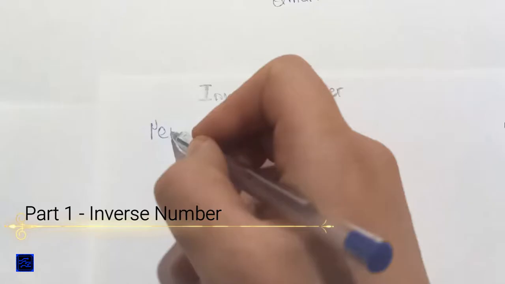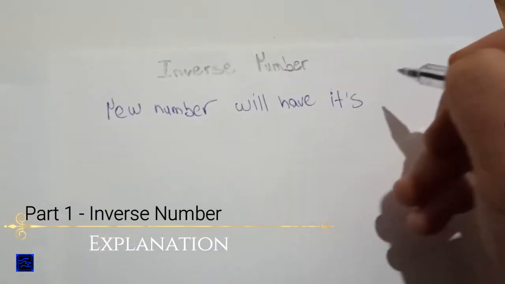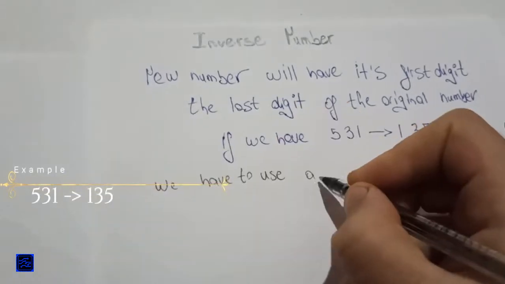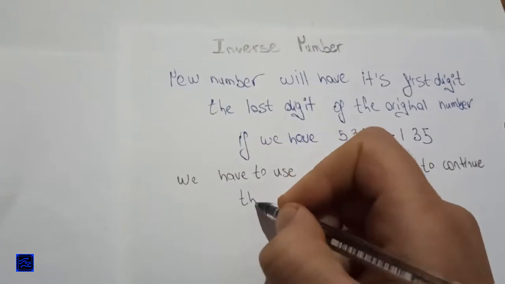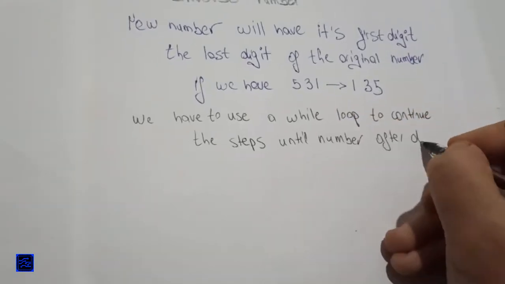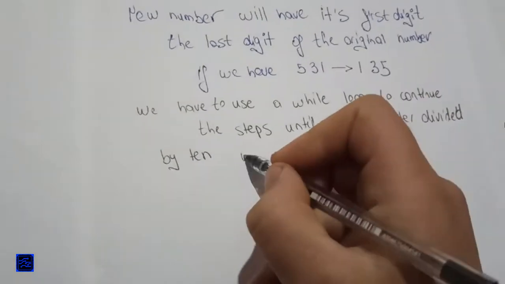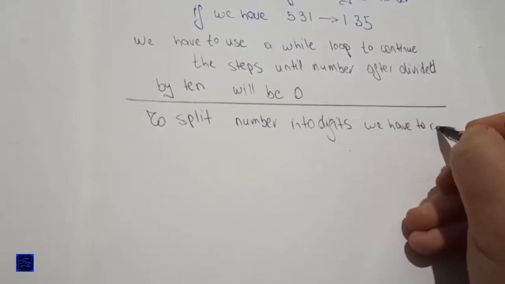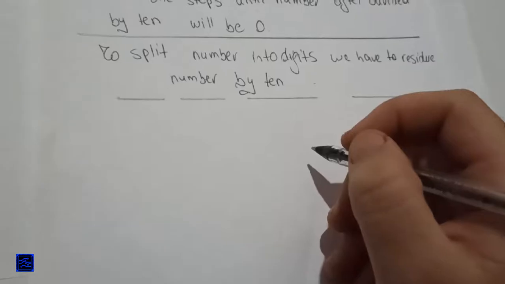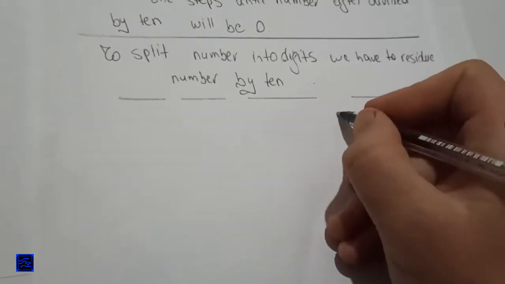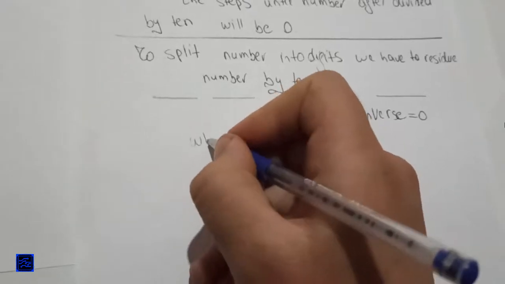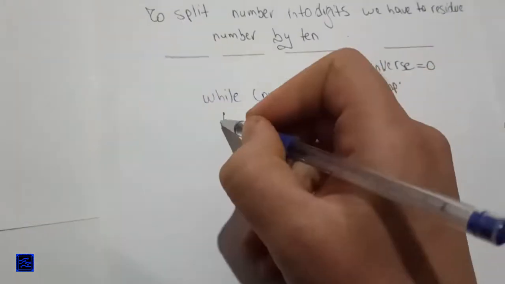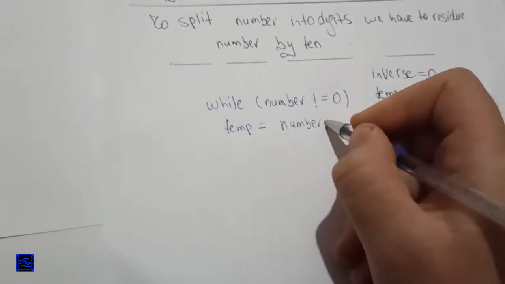The new number will have its first digit be the last digit of the original number. We have to use a while loop to continue the steps until the number, after being divided by 10, becomes 0. To split the number into digits, we take the residue of the number by 10. First, we'll name the new number inverse, equal to 0. While number is not 0, we'll also have a temporary variable temp equal to number residue 10.